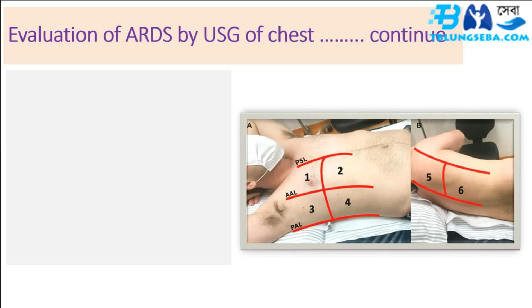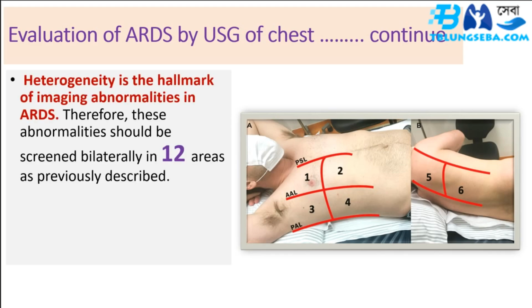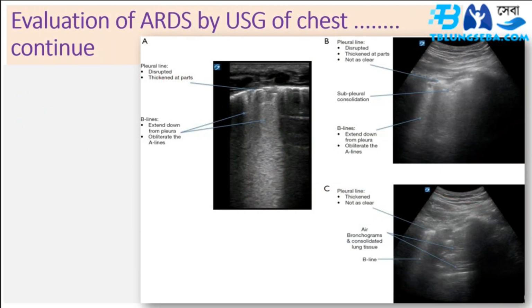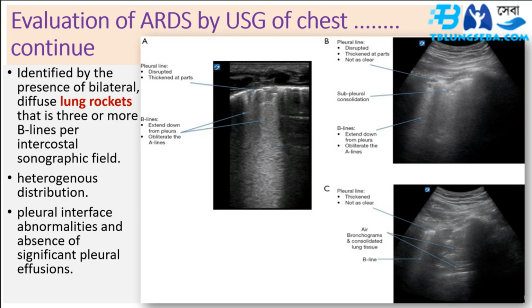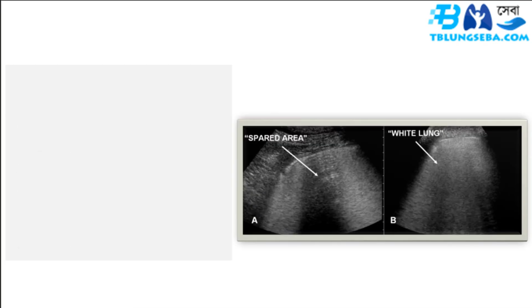Evaluation of ARDS by USG of chest, continued. Heterogeneity is the hallmark of imaging abnormalities in ARDS. Therefore, these abnormalities should be screened bilaterally in 12 areas as previously described. ARDS is identified by the presence of bilateral, diffuse lung rockets, that is 3 or more B lines per intercostal sonographic field, heterogeneous distribution, pleural interface abnormalities and absence of significant pleural effusions.